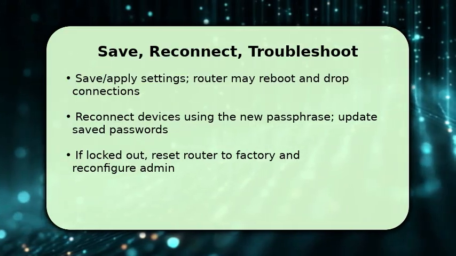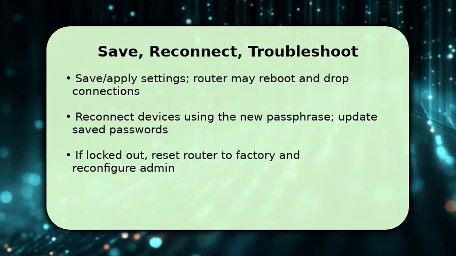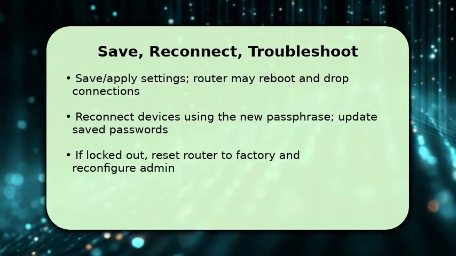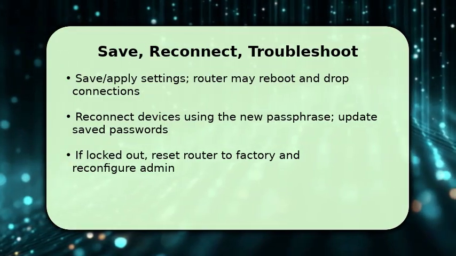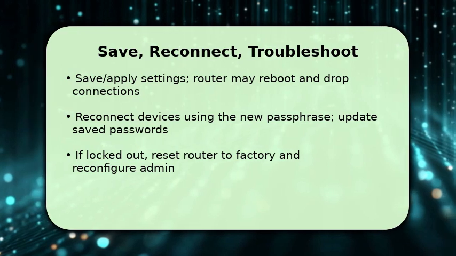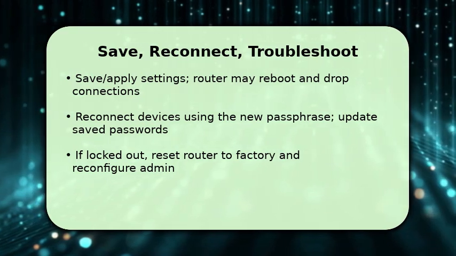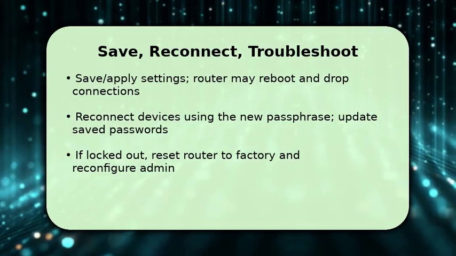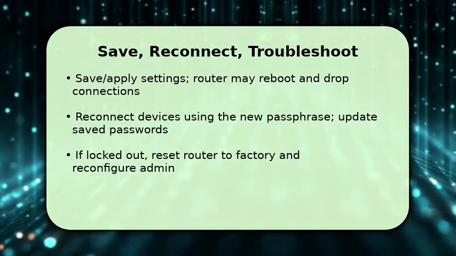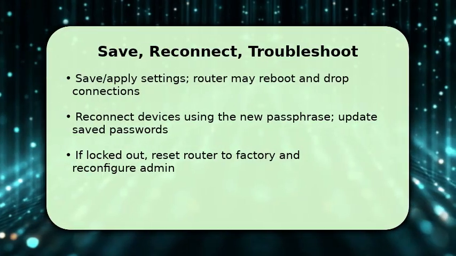If your phone can't reach the admin panel after the change, try clearing browser cache or use a different device on the same network. If you're completely locked out because you lost admin credentials, perform a factory reset on the router as a last resort. Then reconfigure the SSID and password from scratch.